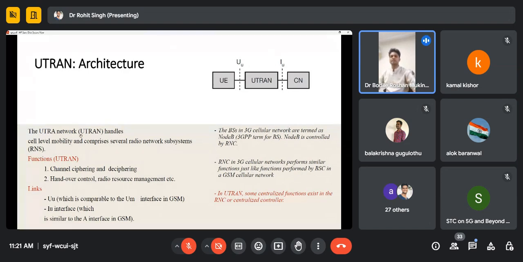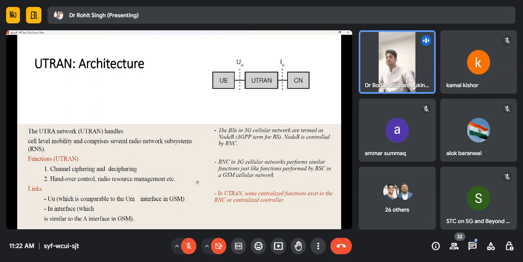UTRAN handles cell level mobility and comprises several radio network subsystems. The functions of UTRAN are channel ciphering, deciphering, handover control, and radio resource management, which is very similar to the previous generation's operation. Links have now become Uu. Earlier, the air interface between the user and the base station was known as Um. Now it becomes Uu. And the next interface, Iu, earlier was referred to as interface A between the base station and core unit. So these have evolved. Again, why are these changes being made? Just to increase the capability of the network.